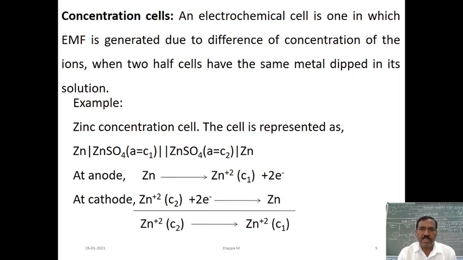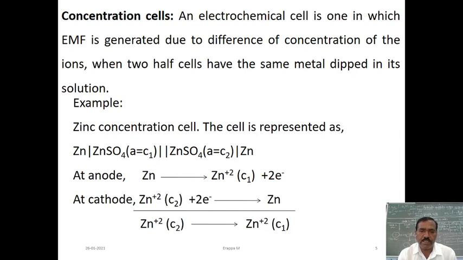Concentration cells. An electrochemical cell is the one in which EMF is generated due to the difference of concentration of the ions when two half cells have the same metal dipped in its solution. Example, zinc concentration cell. The cell is represented as Zn placed in ZnSO4 solution, that means zinc is placed in zinc sulfate solution, its concentration is C1. Then another electrode, zinc is placed in zinc sulfate solution of different concentration. That means the same metal is dipped in a solution of its ions at two different concentrations.